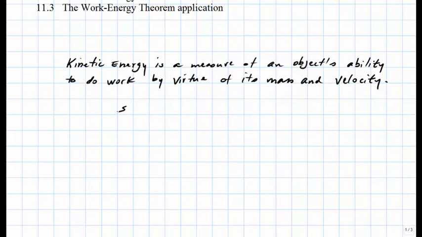The symbol for kinetic energy is just KE. And since it's a form of energy, the units for kinetic energy are the same as the units for work, namely joules.